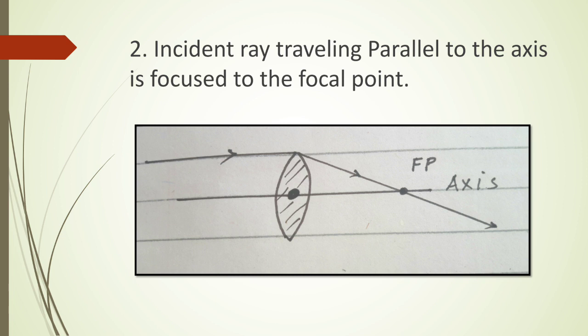An incident ray traveling parallel to the axis is focused to the focal point. If we look at this diagram, the incident ray is parallel to the axis of the spherical lens, and the transmitted ray is focused to the focal point. So if a ray travels parallel to the axis of the lens, this ray will be focused to the focal point, and this is principle number 2.